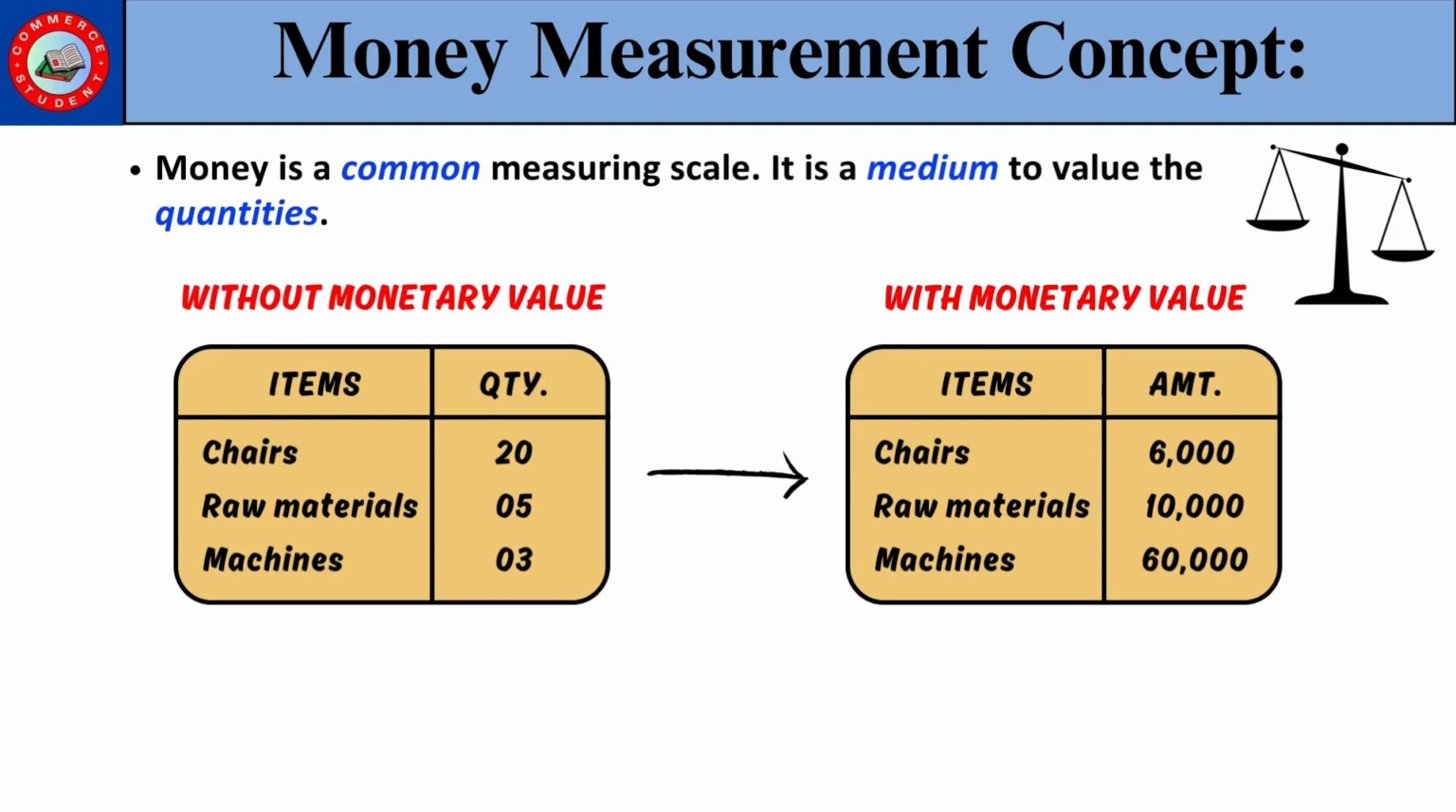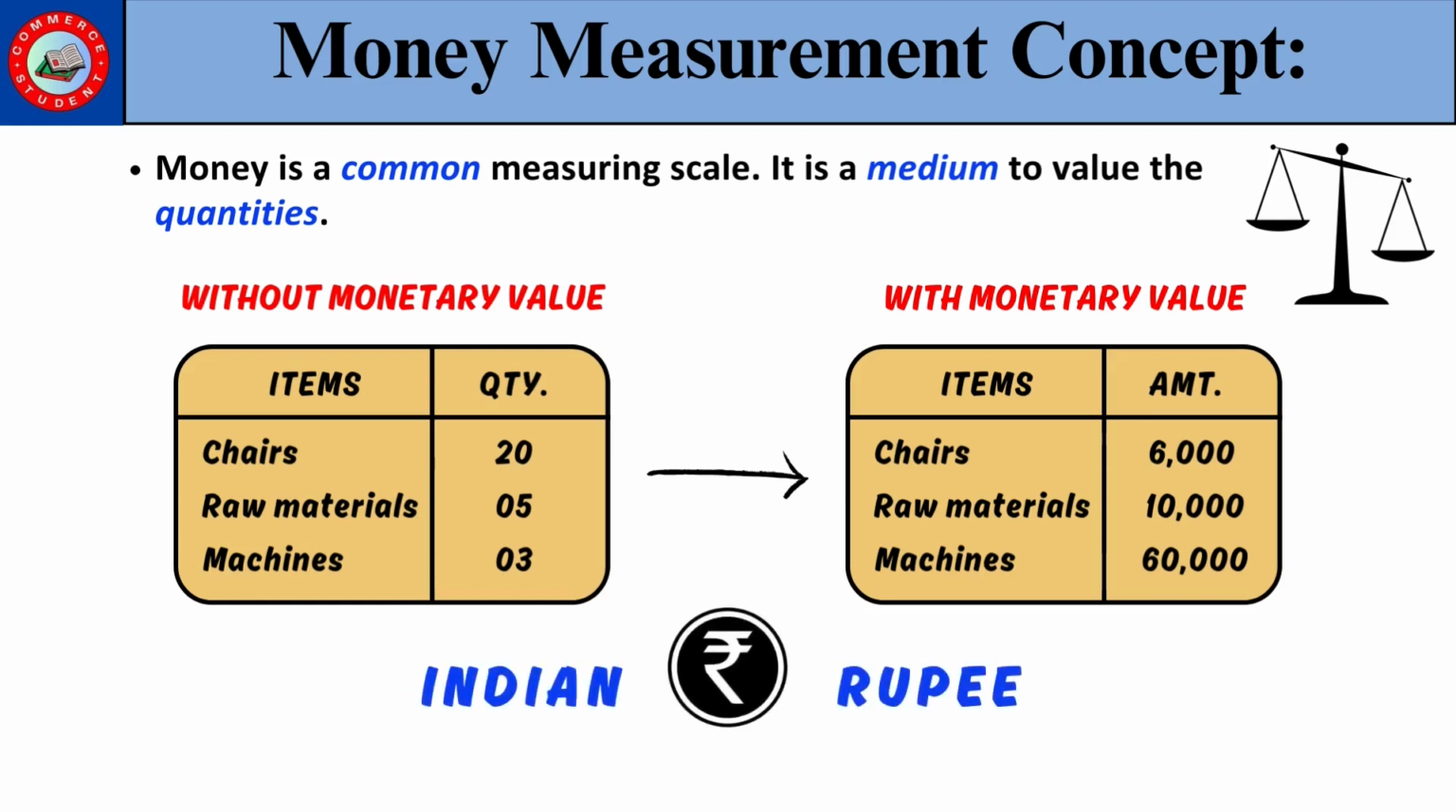Like chairs worth rupees 6,000, raw materials worth rupees 10,000, and machines worth rupees 60,000. By doing this approach, a company can maintain meaningful and systematic records. In India, rupee is the legal currency for measurement.